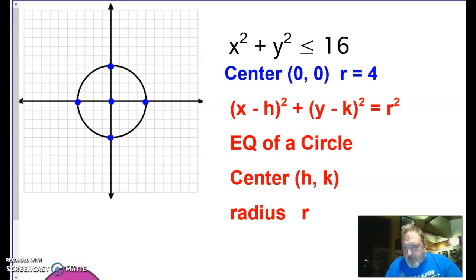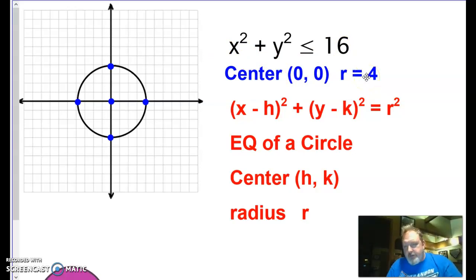Circles. It may have been a while since we've done these, but here's the equation of a circle. We've got our center point at (h, k) and our radius at r. You can see that for this particular graph, x squared plus y squared less than or equal to 16, our center point is at (0, 0) and our radius here is 4.